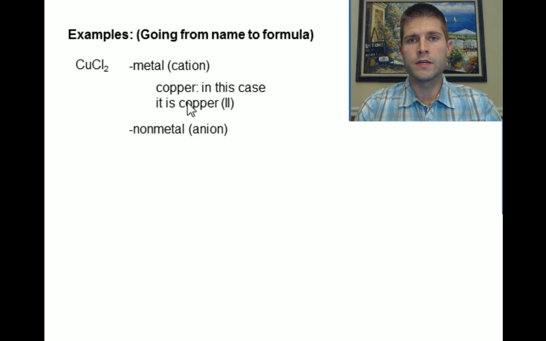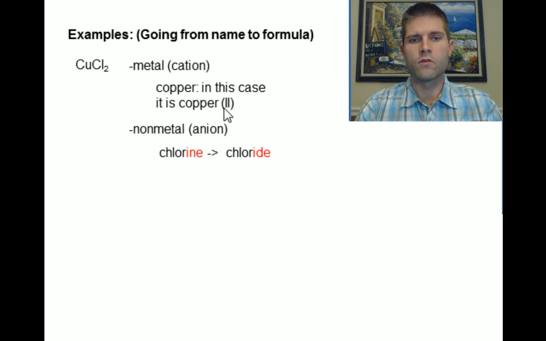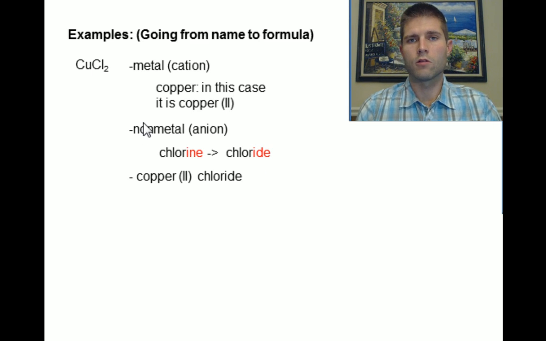The anion, we know all we do is drop off the ending. Since it's chlorine, we drop off the ene part and add "ide," and we have chloride there. So in order to make this a full name, we just read off our cation, including the number, and then add the anion, the modified anion. So this would be copper 2 chloride. You have to say the 2 when you're saying this formula. Otherwise, nobody will have any idea what the charge is on that copper. So this would be read copper 2 chloride.